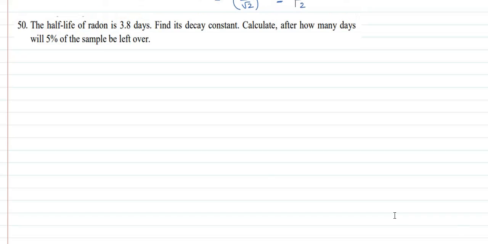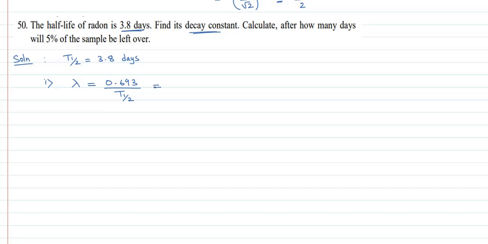Next, on radioactivity we are having. The half-life of radon he has given. So half-life is 3.8 days. So I will take T half as 3.8 days. You are required to find the decay constant. So first, decay constant lambda is equal to 0.693 divided by T half.